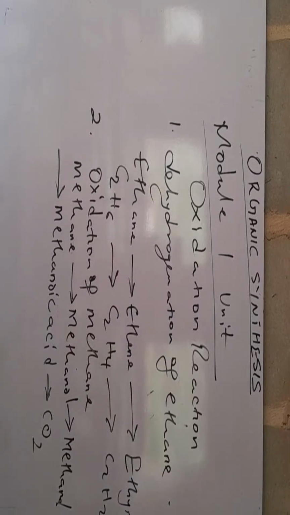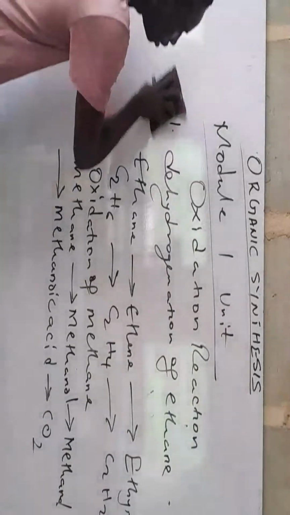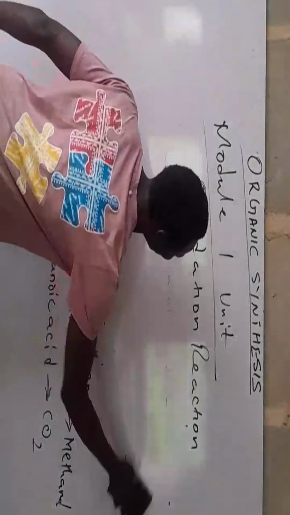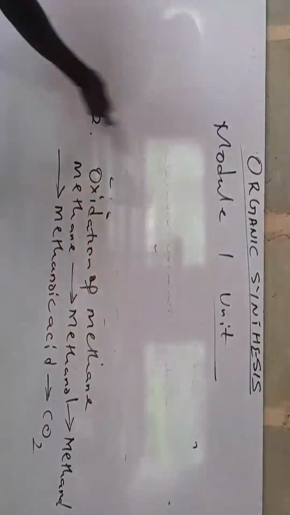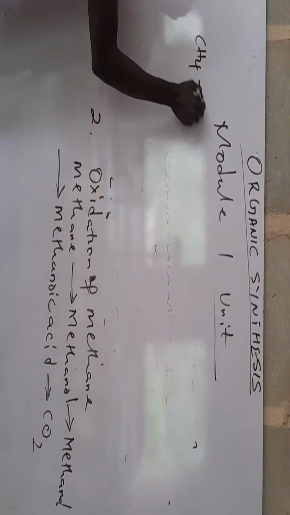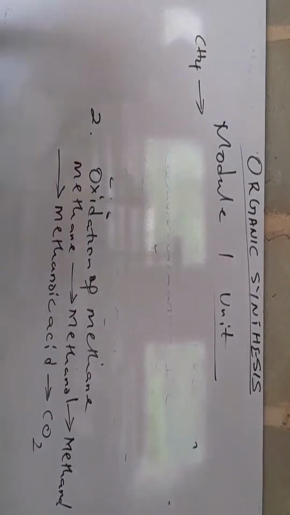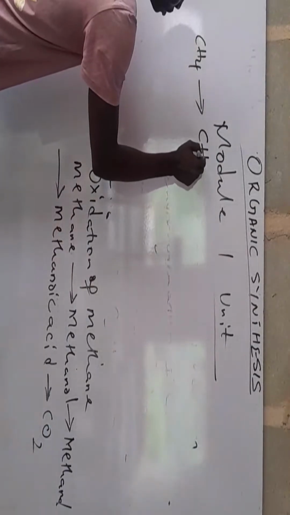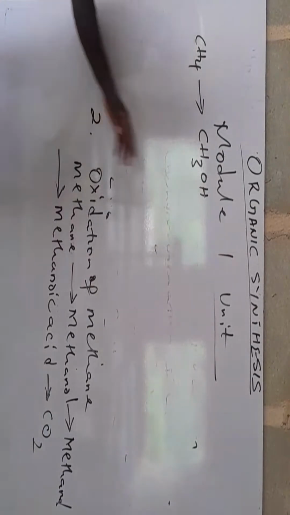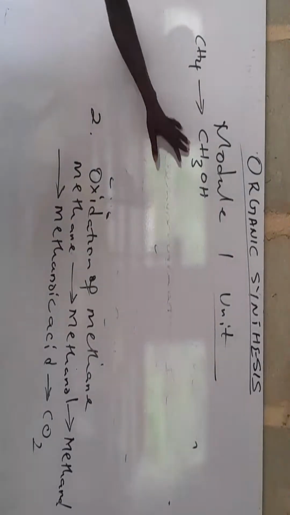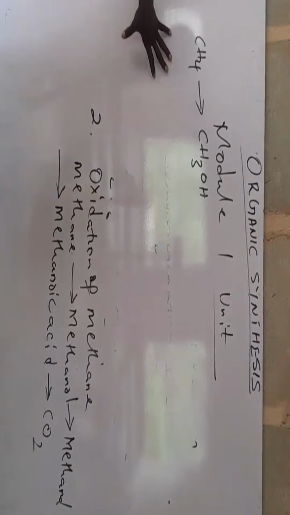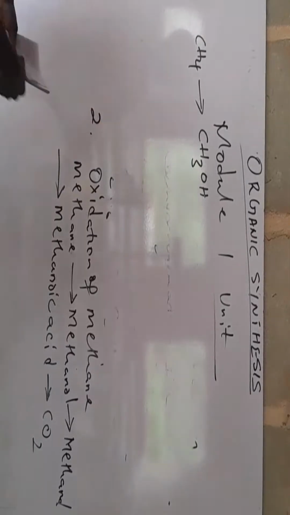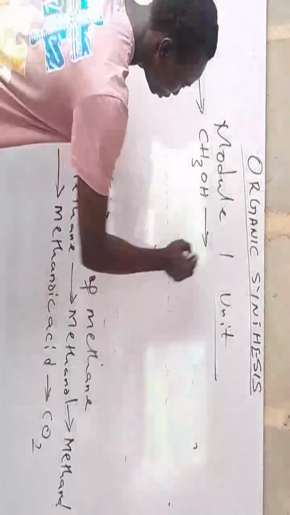Now, I'll give you this to understand clearly. If you look at the structure of methane on its own, methane is CH4. Then methane changes to methanol, that is CH3OH. What do you notice here? No more CH4, now CH3OH. Hydrogen has been removed and OH has been added. Then it changes to what we call methanal.